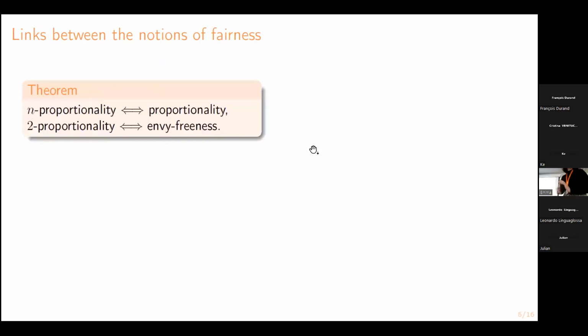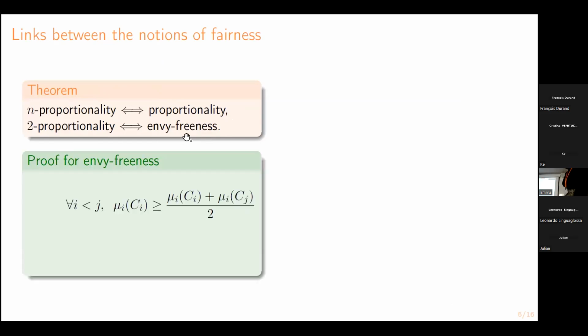So for the links between the notions of fairness, as I said, n-proportional is equivalent to proportionality, and 2-proportionality is equivalent to envy-freeness. I'm just going to do the proof for this one. It's quasi immediate. So this is 2-proportionality: for every set of agents of size 2, the utility I assign to my cake is better than the average utility.